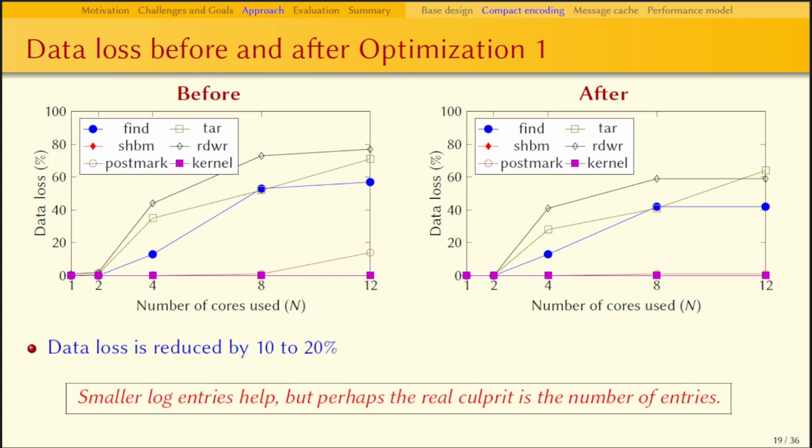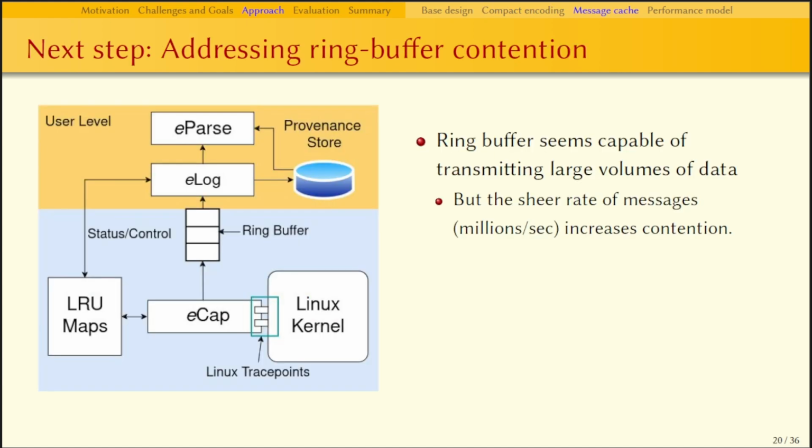And as a result, we're able to reduce data loss by about 10 to 20% across most of our benchmarks. So the record size does help, but it seems that the primary issue is not the size of the records, but the number of entries that are being enqueued on the ring buffer. We found that needing to access the ring buffer on every system call is causing substantial data loss.